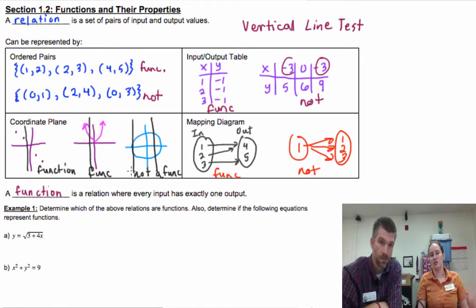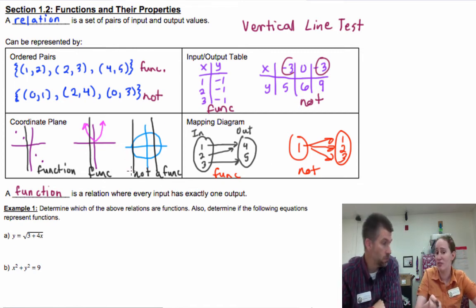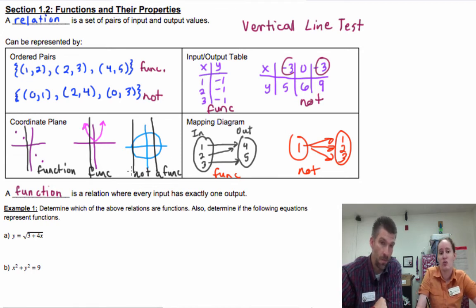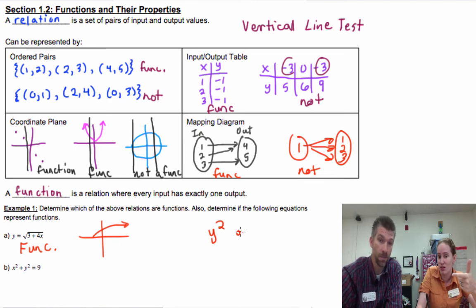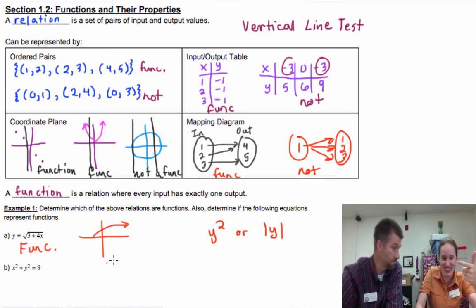So how can we tell just from looking at equations? We could graph these, especially this first one, a square root graph. I don't know exactly where it is off the top of my head, but it's something like this. So vertical line testing would prove that this is a function. But what actually happens is there's only two cases that I know of that really screw with us as far as function or not a function, and that's y squared or absolute value of y. So don't screw with those.